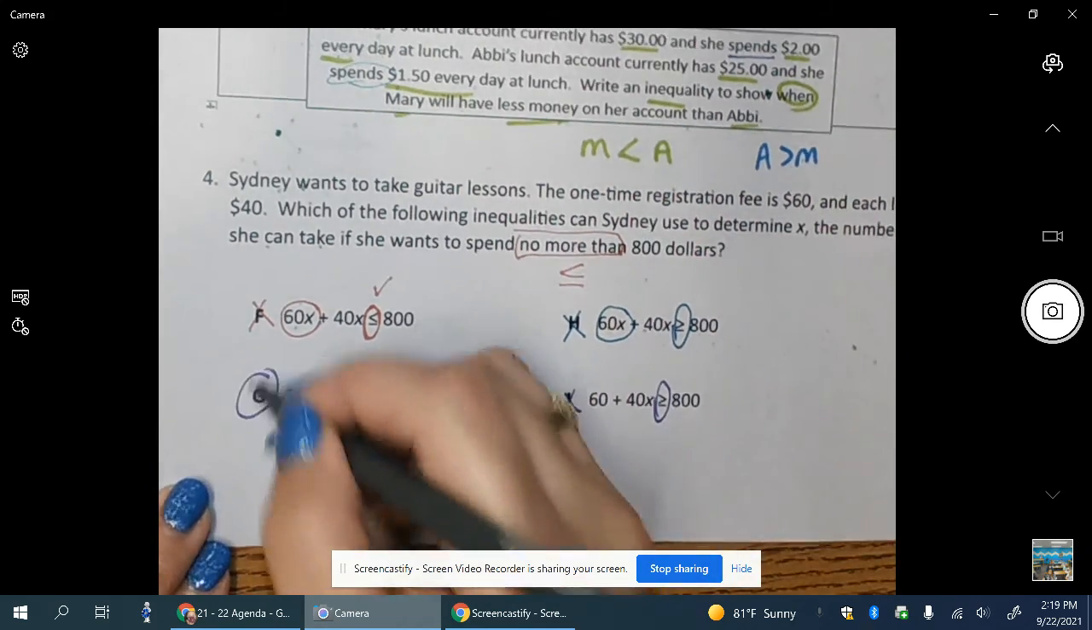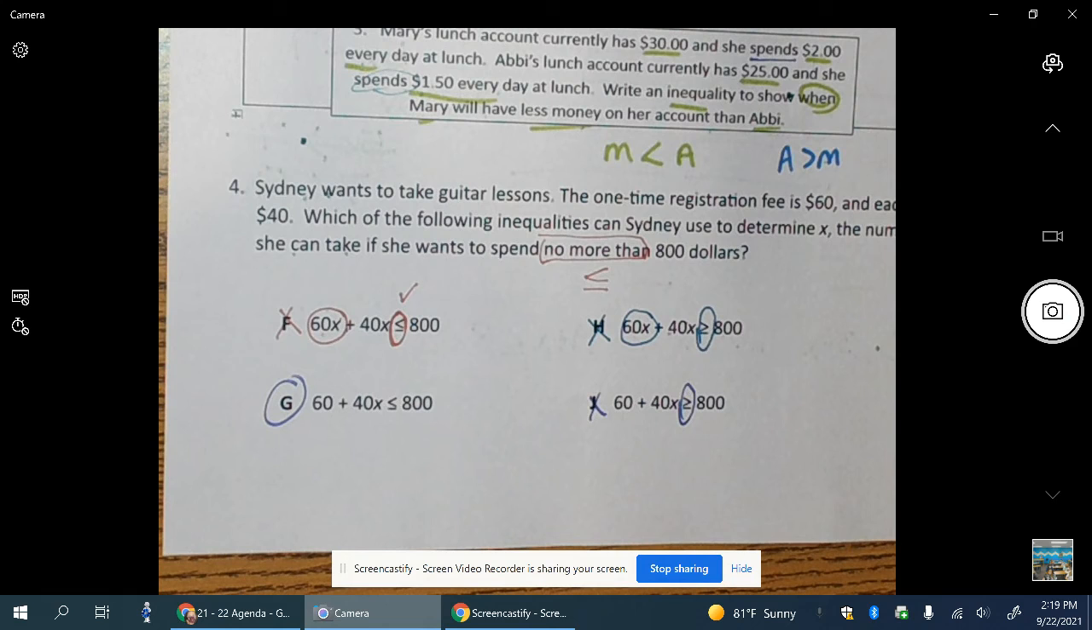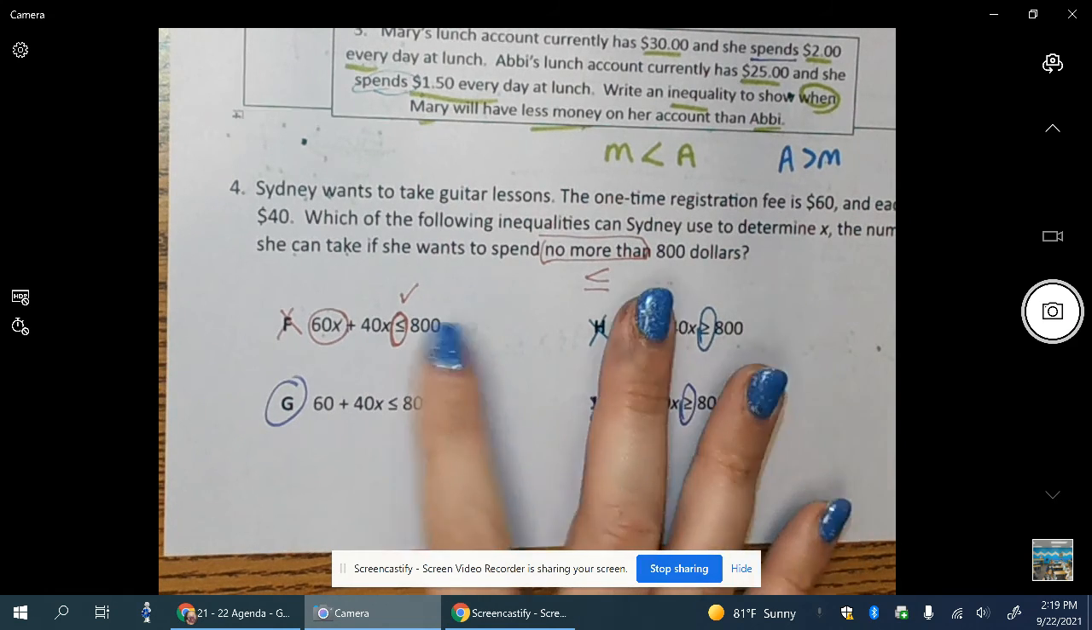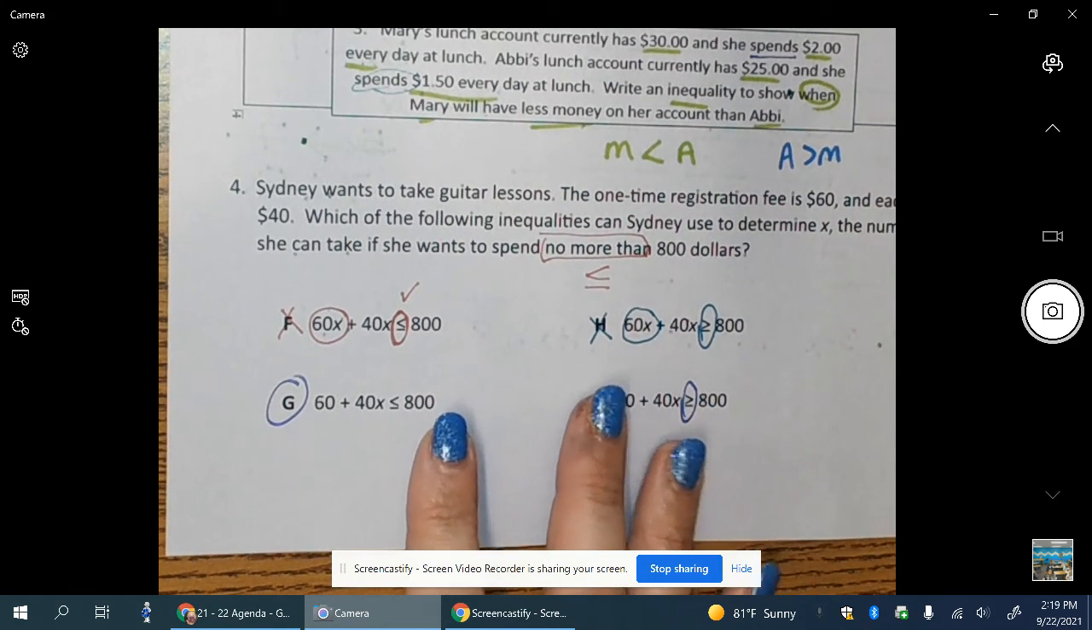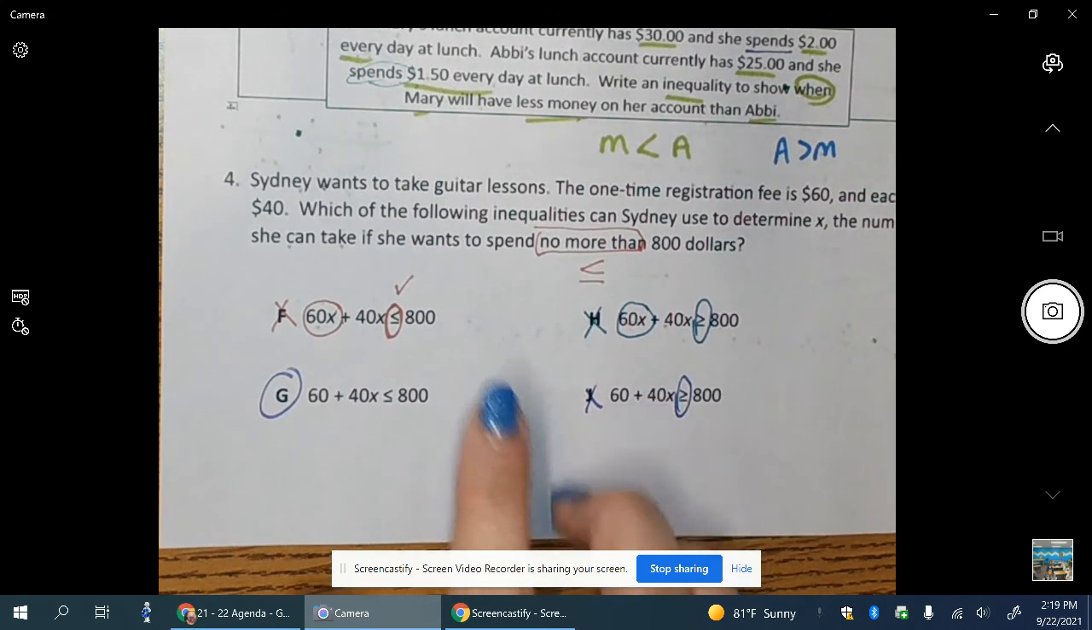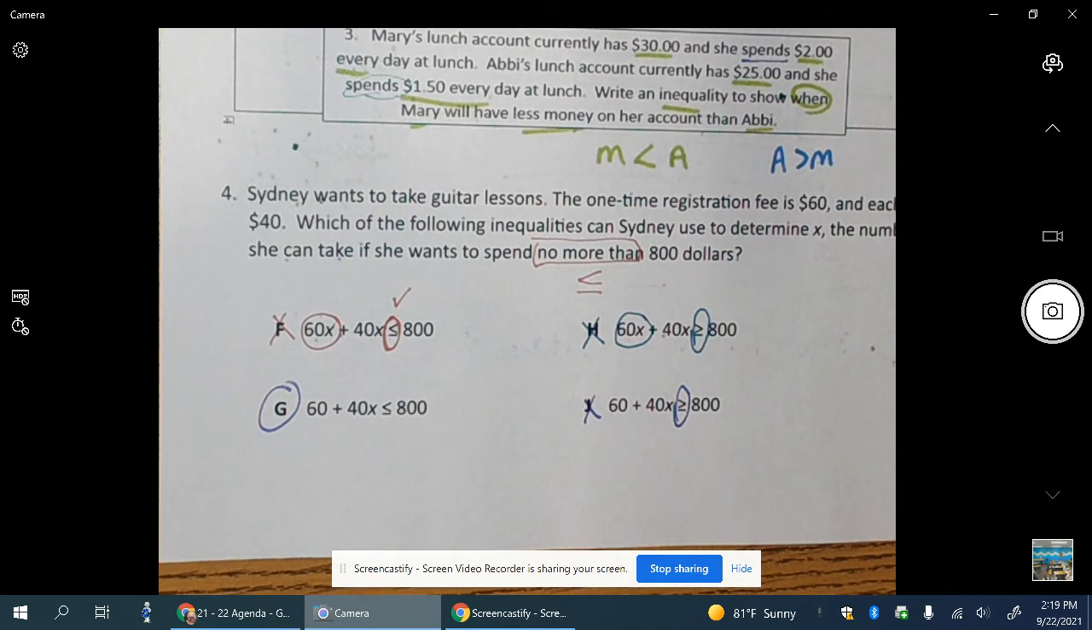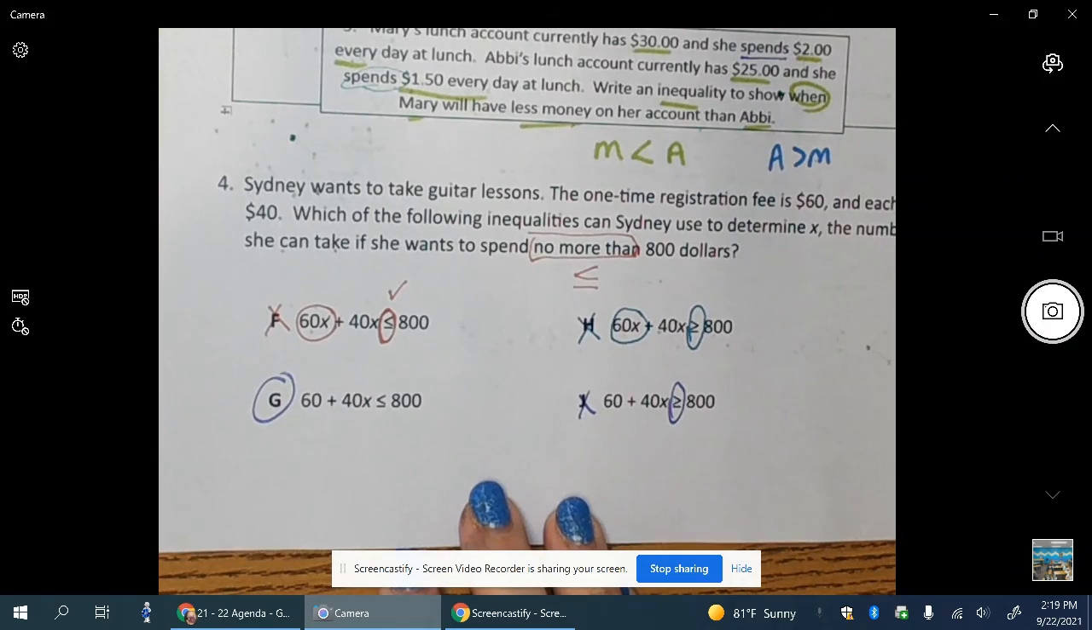Okay, literally this is all you're doing on these. You're looking at each answer choice to see which one makes sense. That's all. There's no solving. It's just a matter of reading. Okay, be careful because they will not always put everything in nice, neat order for you.